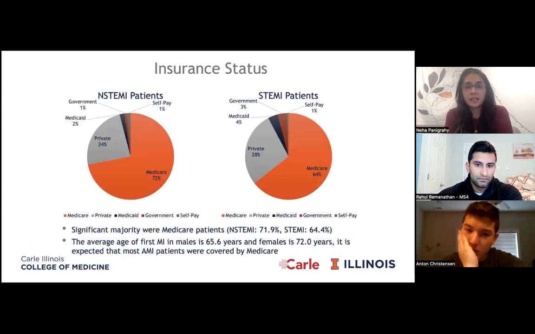Another demographic data that we looked at was the insurance status. And we observed that the significant majority were actually Medicare patients. So in NSTEMI, that was 70%, and in the STEMI subgroup, it was 65%. It's not surprising because the average age of the first MI in males is 65 and in females is 72 years in the US. So it's expected that the majority of the patients in our study would fall under Medicare insurance.